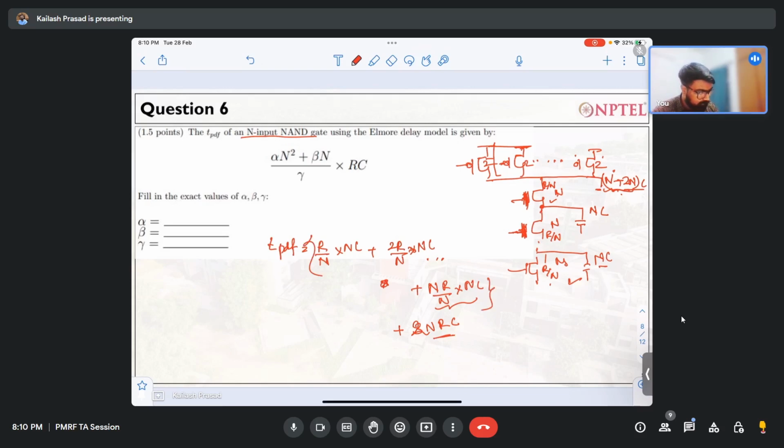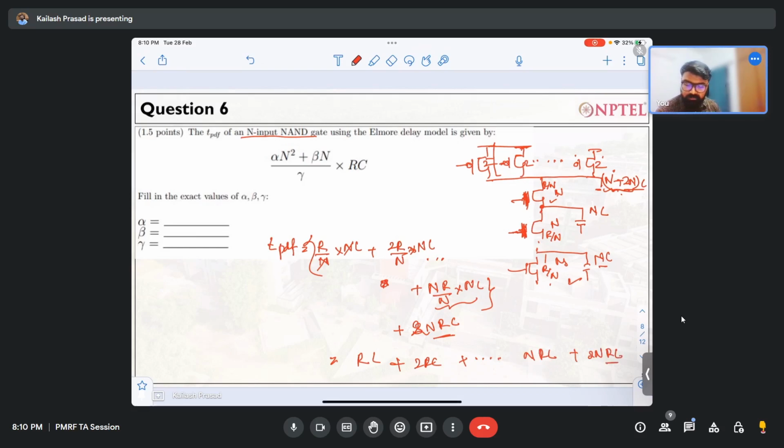Okay, so if you see from here, it will be like this: RC plus 2RC plus nRC, I guess, yes, plus twice nRC.